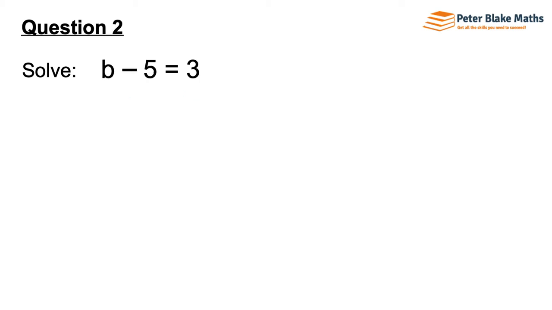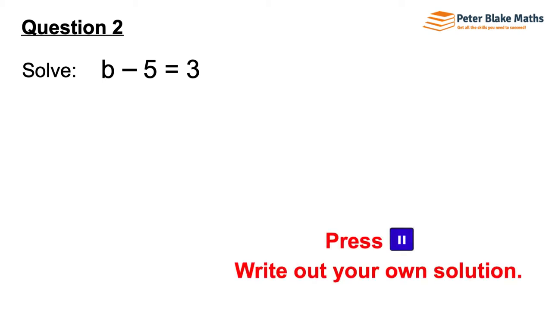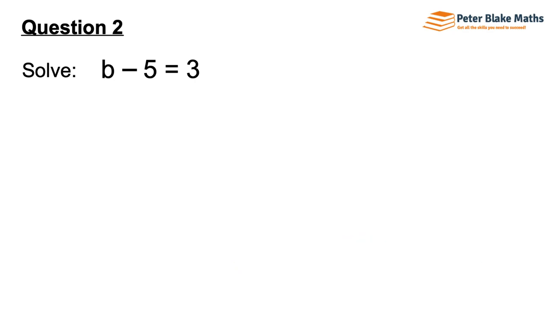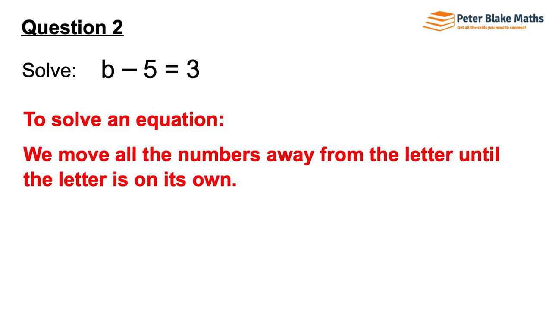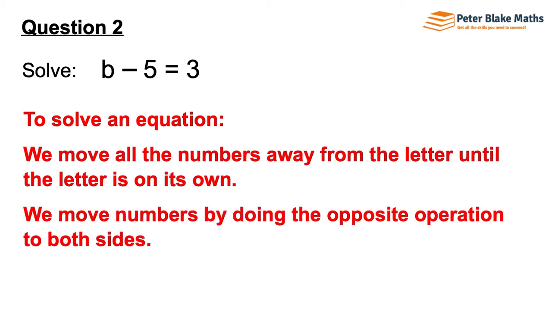Question 2. Solve b minus 5 equals 3. To solve an equation, we move all the numbers away from the letter until the letter is on its own. We move numbers by doing the opposite operation to both sides.